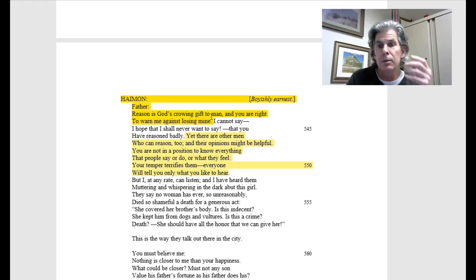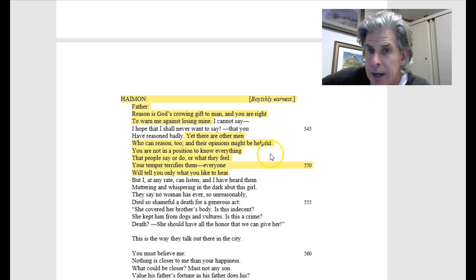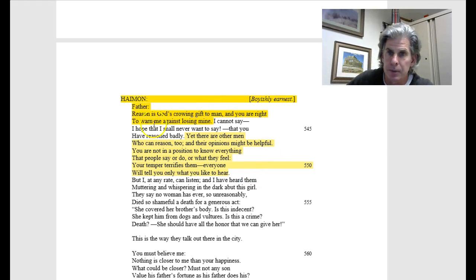Why do this? Well, Haemon is trying to point out that everybody around you, Creon, is a king. Everybody is. And he's doing this very subtly with his metaphors. So notice this language. These metaphors are everywhere. Why is it important? Because Creon isn't the only king. He isn't the only reasoning one. That's what Haemon seems to be doing. So the metaphor machine is in full blast with Haemon and everybody else around here. "Yet there are other men who can reason too, and their opinions might be helpful."